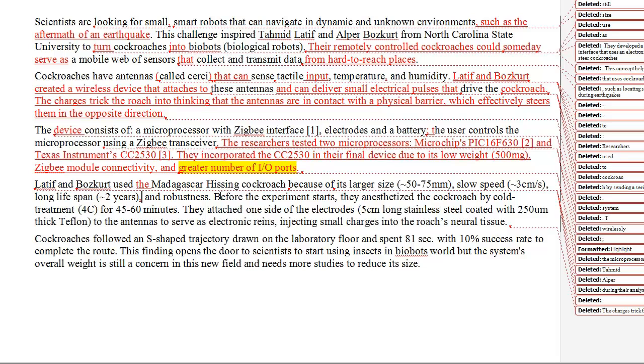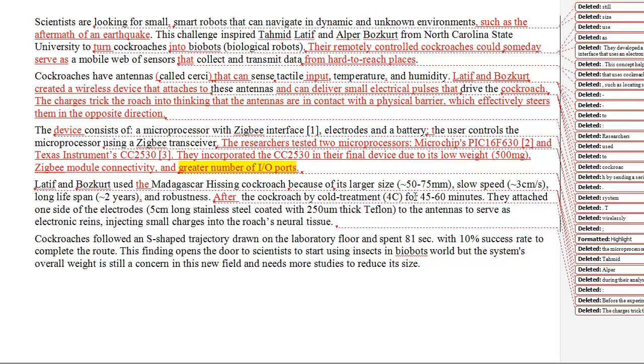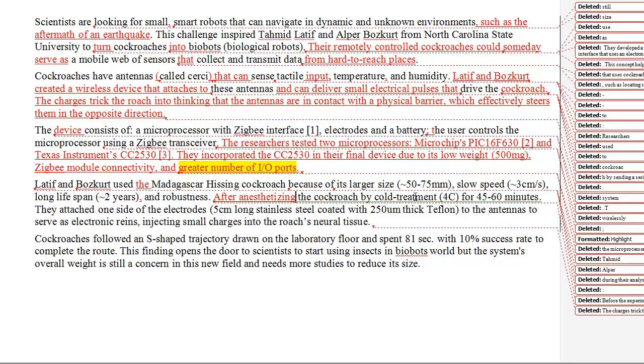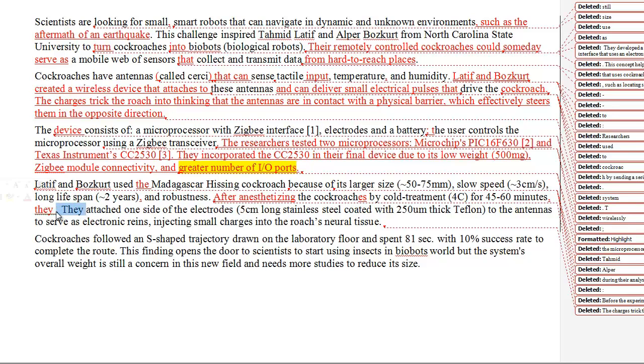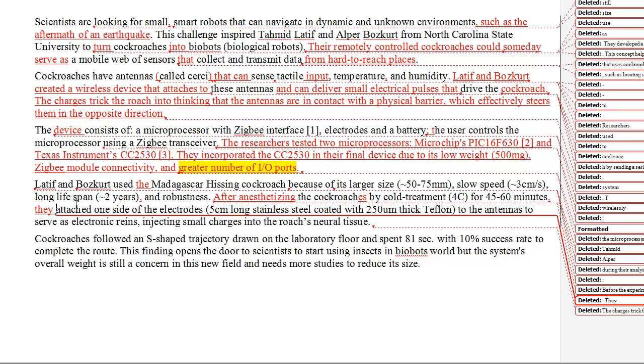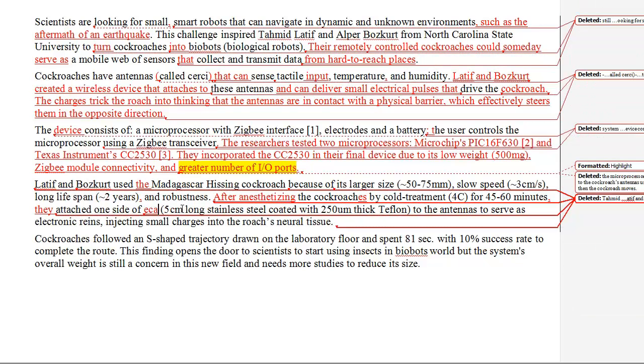Before the experiment starts, they anesthetized. I think we could collapse this into after anesthetizing. Hopefully I spelled that right. After anesthetizing the cockroaches by cold treatment, we can just go right into that for 45 to 60 minutes. They need to anesthetize them before they attach the electrodes. They attached one side of the electrode, so we can go right into that. So after they anesthetize them, then they attach one side of each electrode. I thought maybe it's one side of each electrode. Again, I would double check that detail with the author, but it sounds a little better to say one side of each electrode to the antennas.